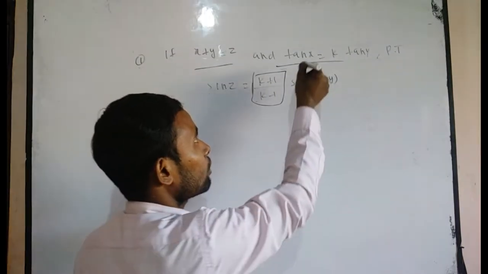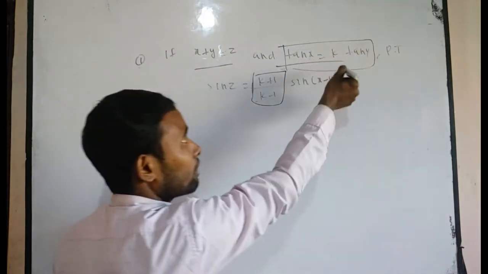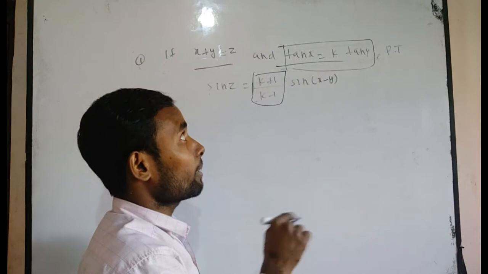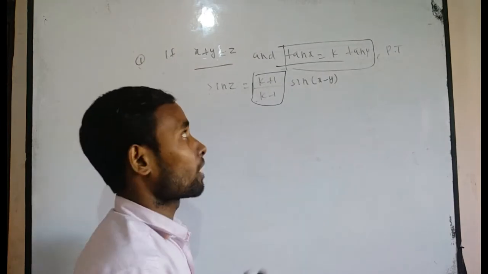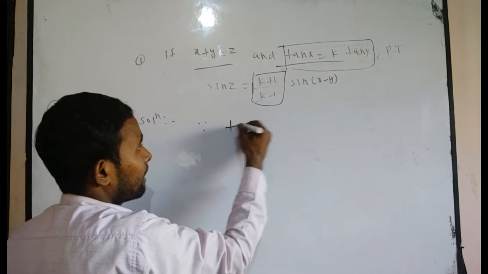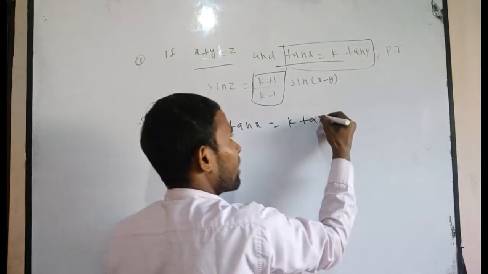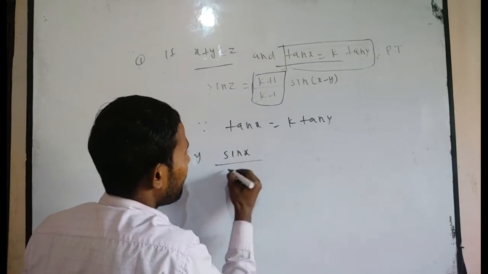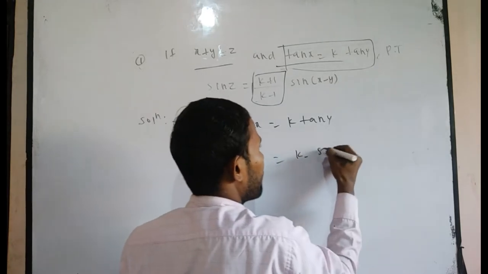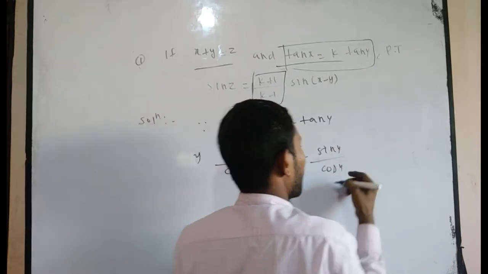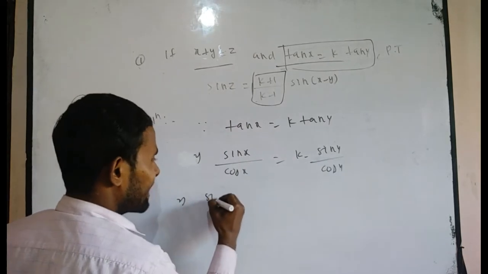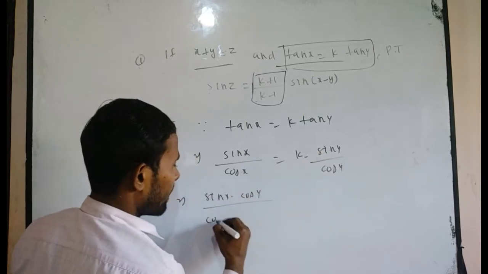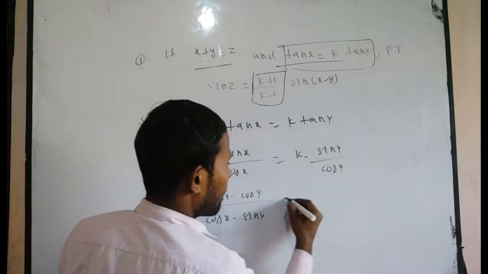So you have to firstly use tan x is equal to k times tan y, because you can write tan x by tan y is equal to k, and after componendo and dividendo, can you write it as (k+1) divided by (k−1). So since tan x is equal to k times tan y, can you write it sin x by cos x is equal to k times sin y by cos y. If you take it in numerator, can you write it as sin x into cos y by cos x into sin y? That will be k by 1.